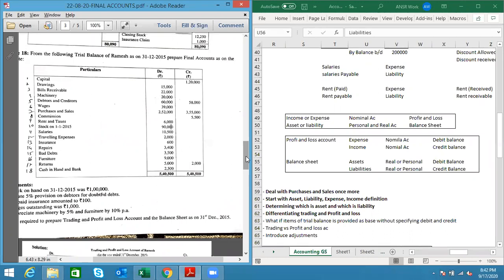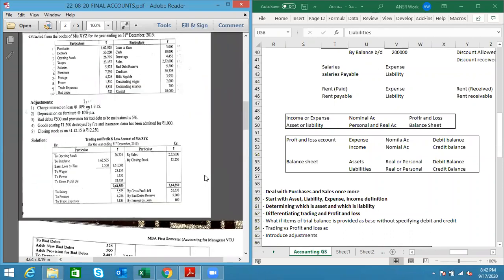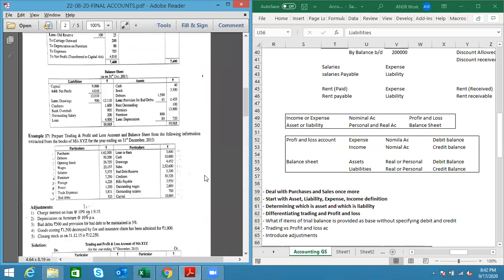And then we had the concept of drawings that came in. I have always repeated, time and again, that drawings is nothing but the amount of money that the owner has taken from the business. So if the owner has invested some money in the business, that's called capital. However, if the owner has taken some money from the business, that's called drawings.